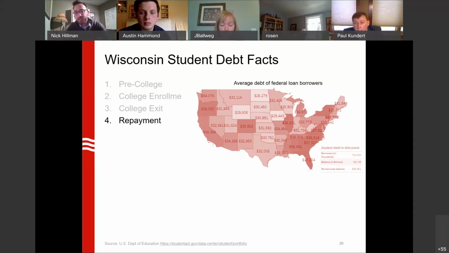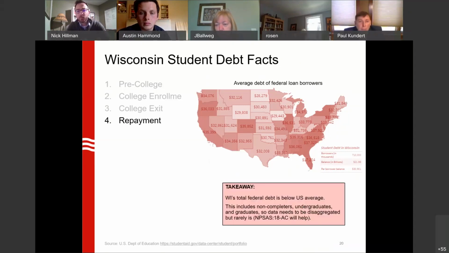You add up all their debt. It's about $22 billion for federal loans. That sums out to about $30,901 for Wisconsin. And that puts Wisconsin below the U.S. average. Doesn't mean we don't have problems, but just for context, that's sort of where we stand right now.